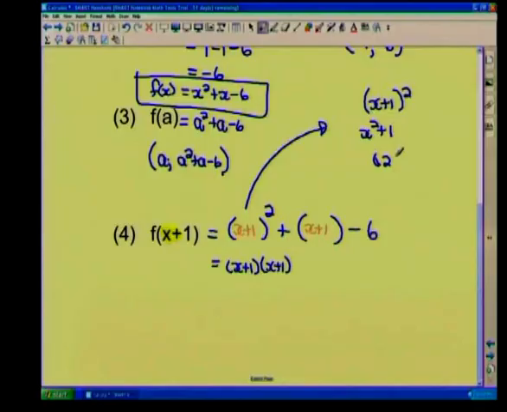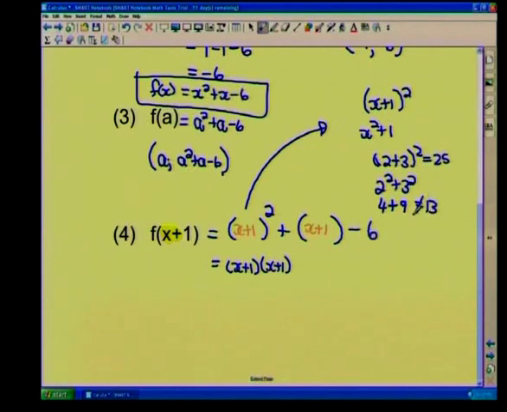Just think to yourself, if I had 2 plus 3 and I'm squaring it. Do you agree? 2 plus 3 is 5, and 5 squared is 25. If I just did that, I get 2 squared plus 3 squared: 2 squared being 4, and 3 squared being 9, which is 13, which is clearly not equal to 25. So we have to be very careful about this when we do it.